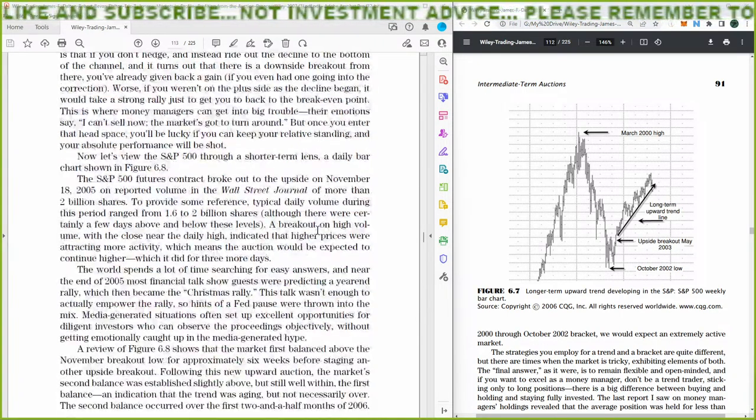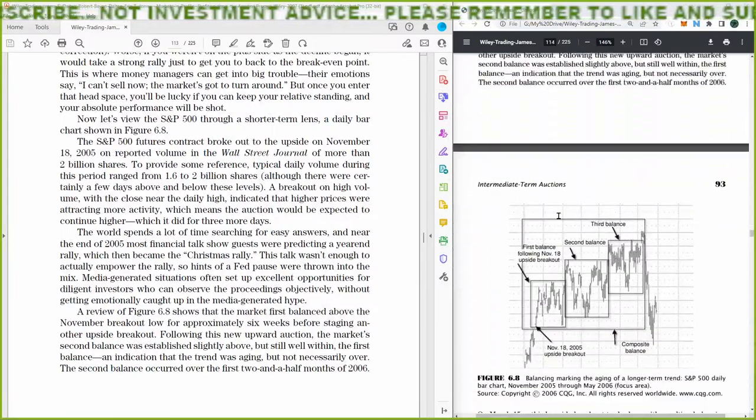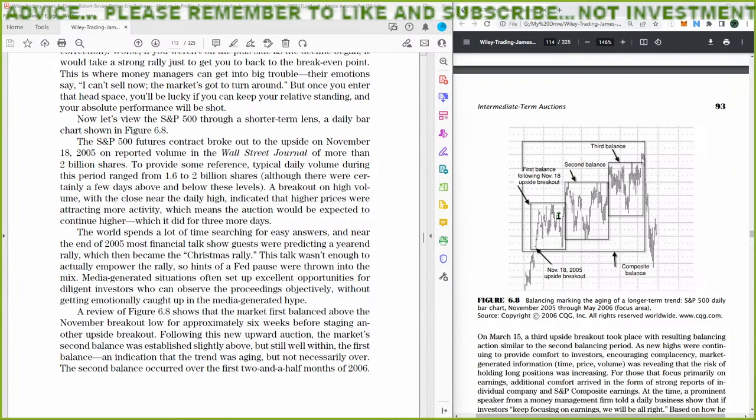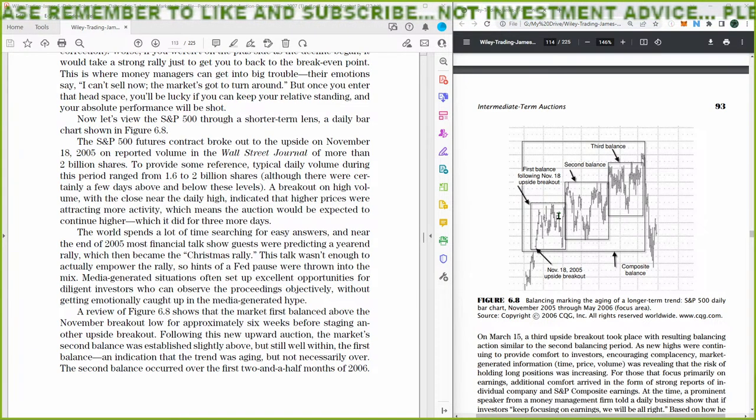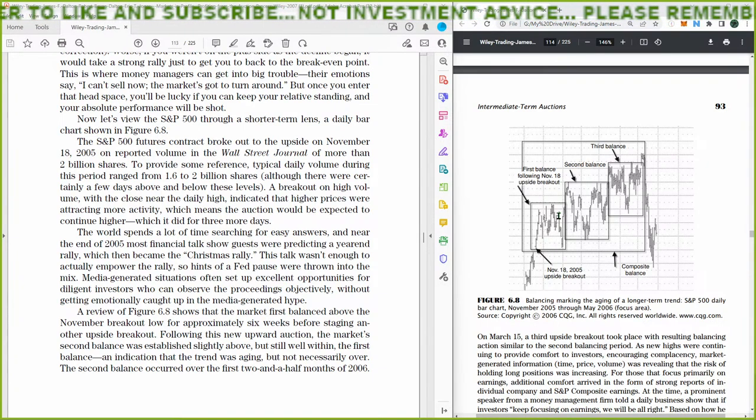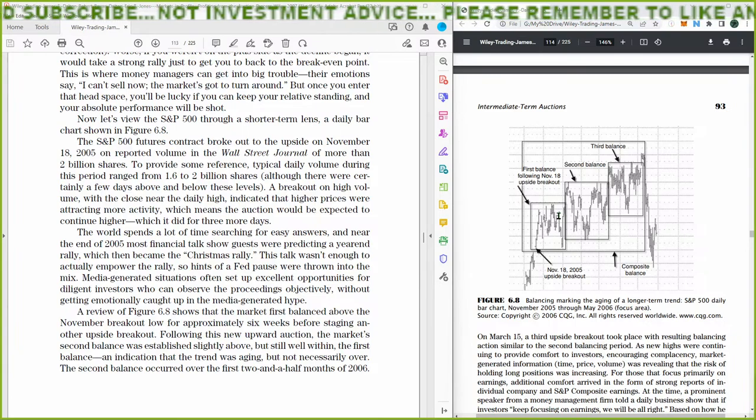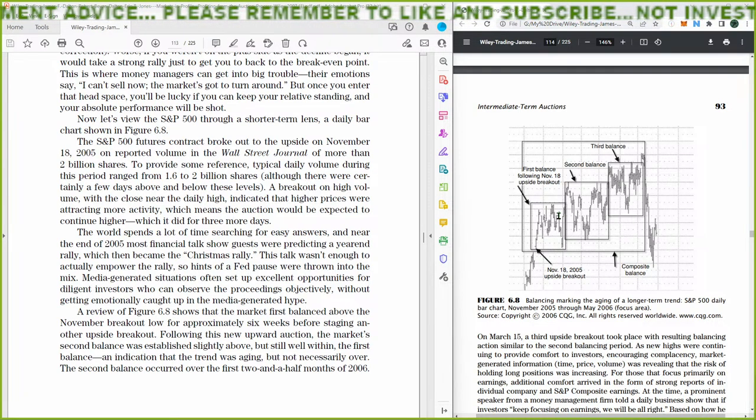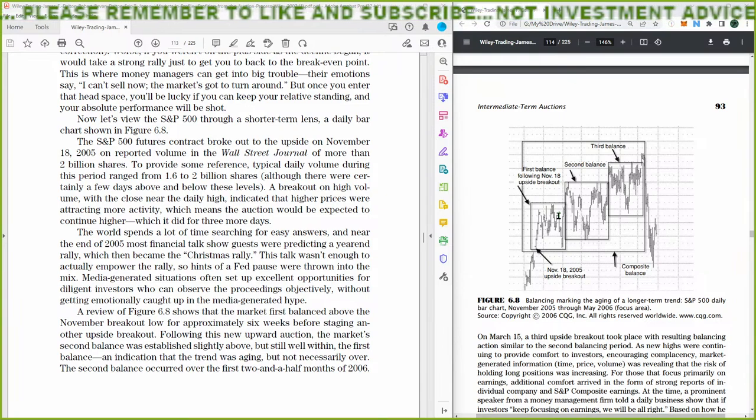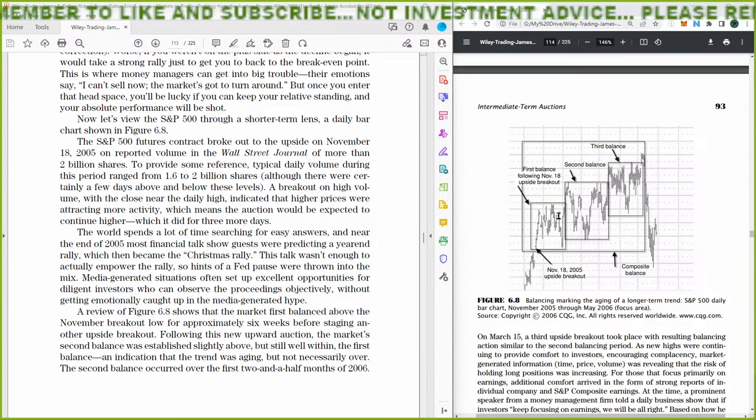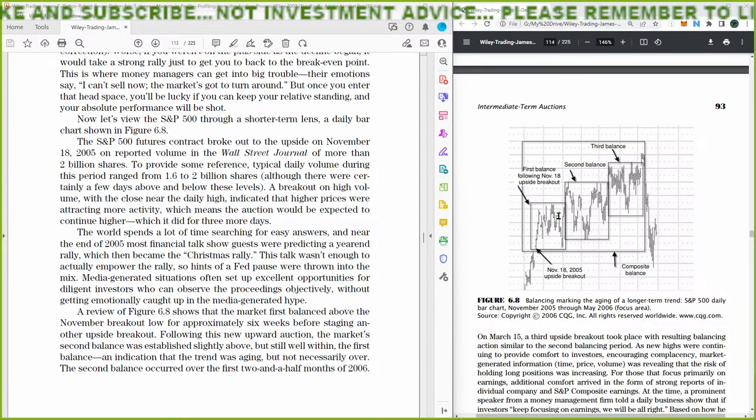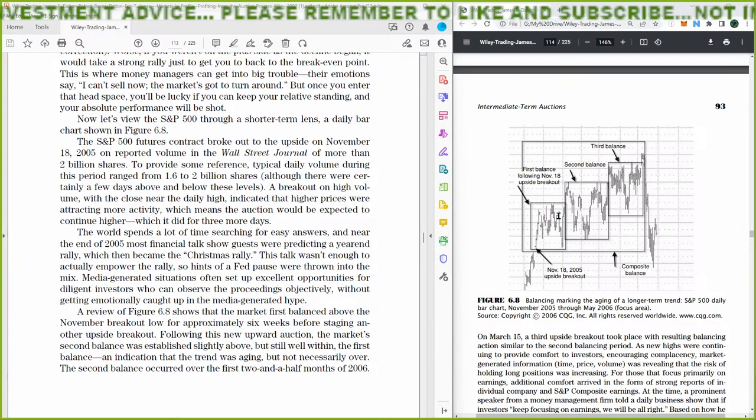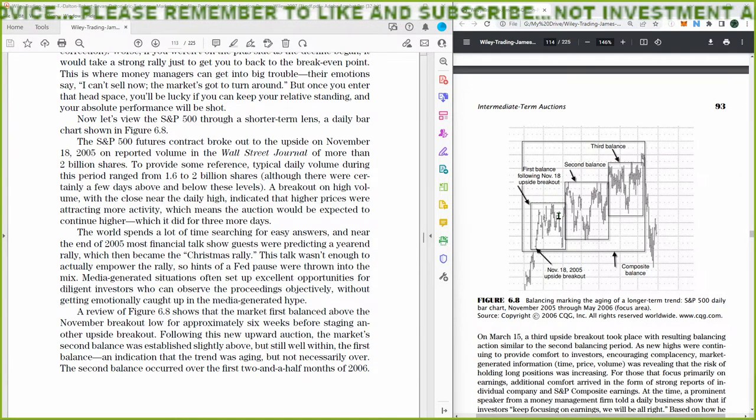Now let's review the S&P 500 through a shorter term lens, a daily bar chart shown in figure 6.8. The S&P 500 futures contract broke out to the upside on November 18, 2005, on reported volume in the Wall Street Journal of more than 2 billion shares. To provide some reference, typical daily volume during this period ranged from 1.6 to 2 billion shares. Although there were certainly a few days above and below these levels, a breakout on high volume with a close near the daily high indicated that higher prices were attracting more activity, which means the auction would be expected to continue higher, which it did for three more days.